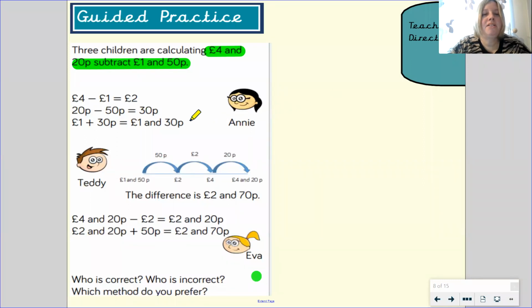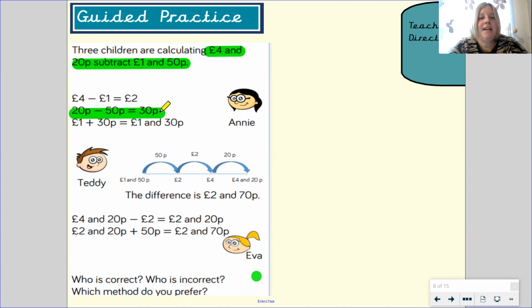So Annie has got in a little bit of a muddle with her second step because we can't take 20p away from, sorry, Miss Williams got a little bit mixed up then, just like Annie, because you can't do the calculation 20p take away 50p. So we know that Annie's answer is incorrect because she hasn't exchanged.